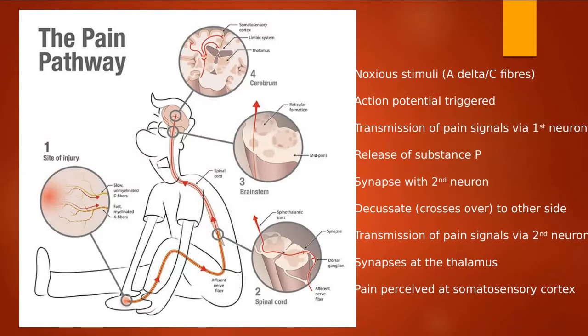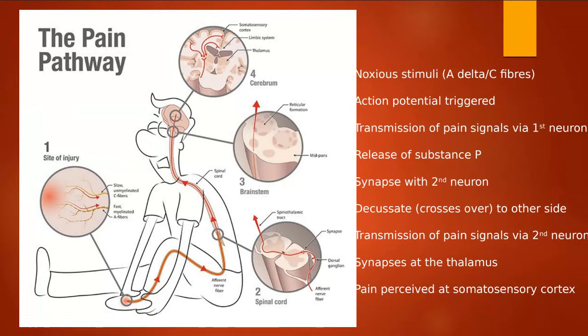So firstly, obviously you need to have some sort of injury that would damage either the tissue or the cells. And this is usually through the noxious stimuli, either A delta fibers or C fibers. And in this diagram, as you can see, it's an injury to the left foot. And so the action potential's triggered and the pain signal is quickly sent into the spinal cord through the first neuron, and there's a release of substance P at the end of the first neuron.